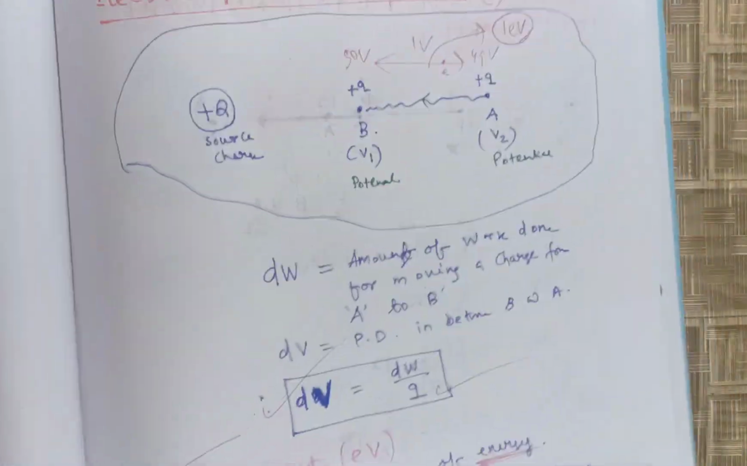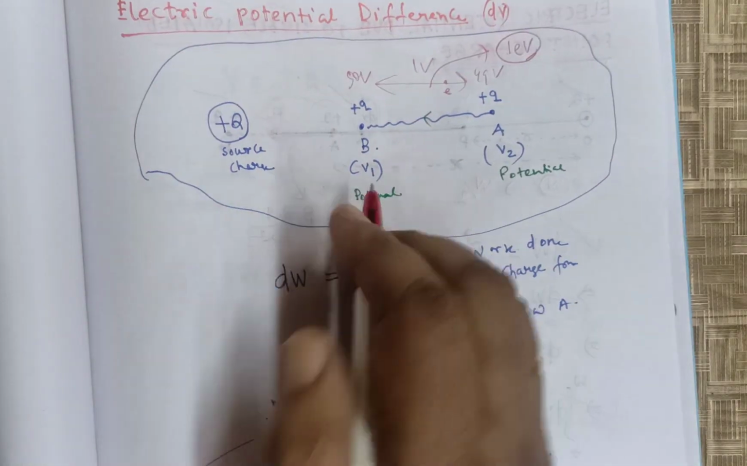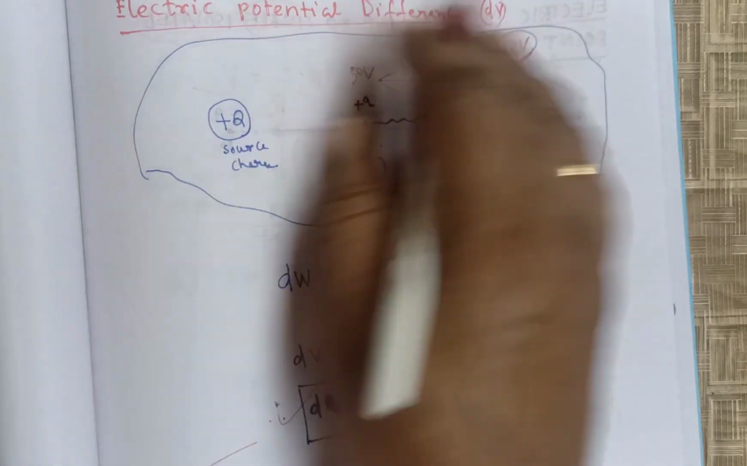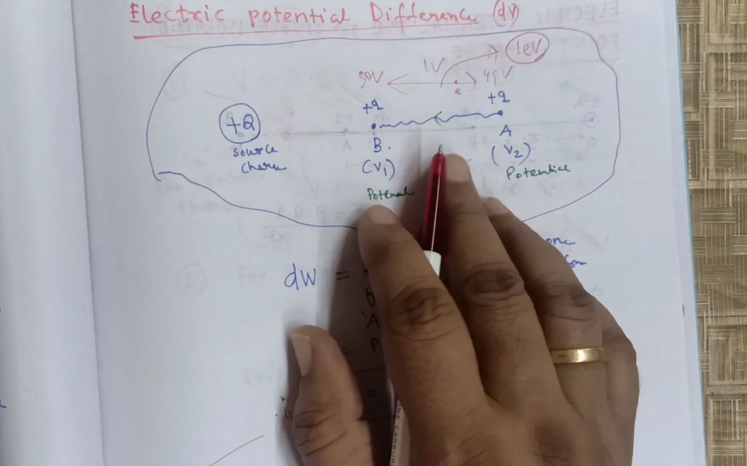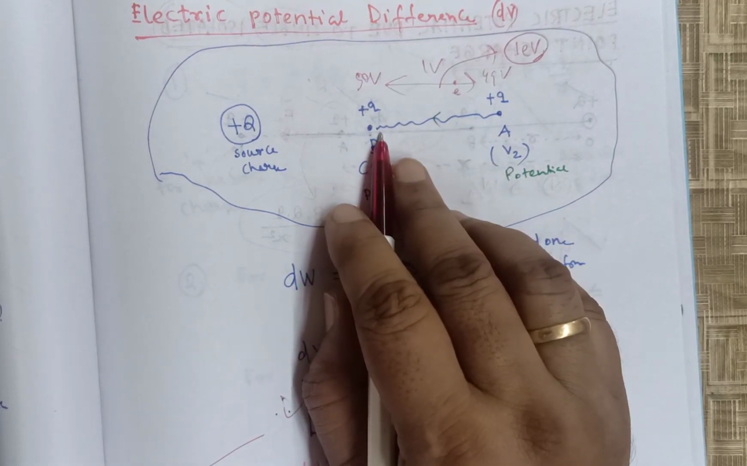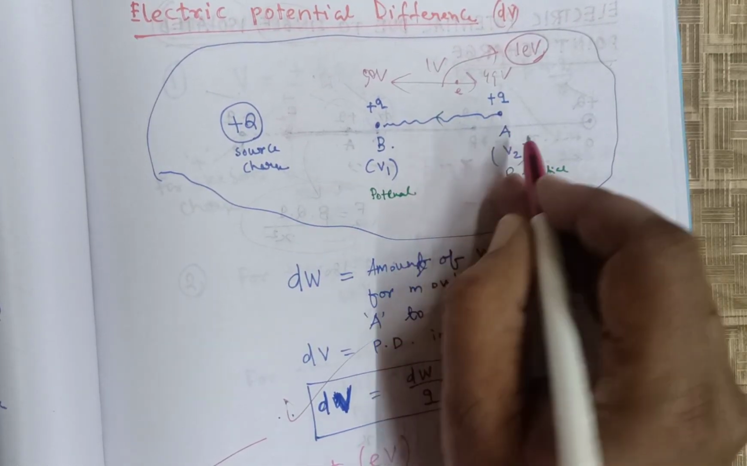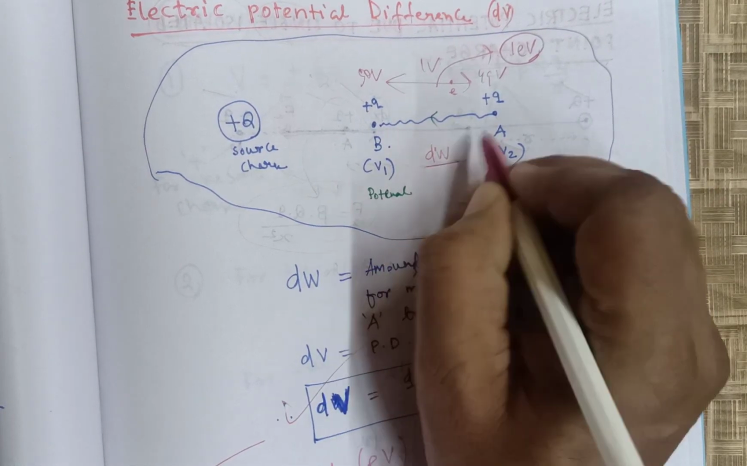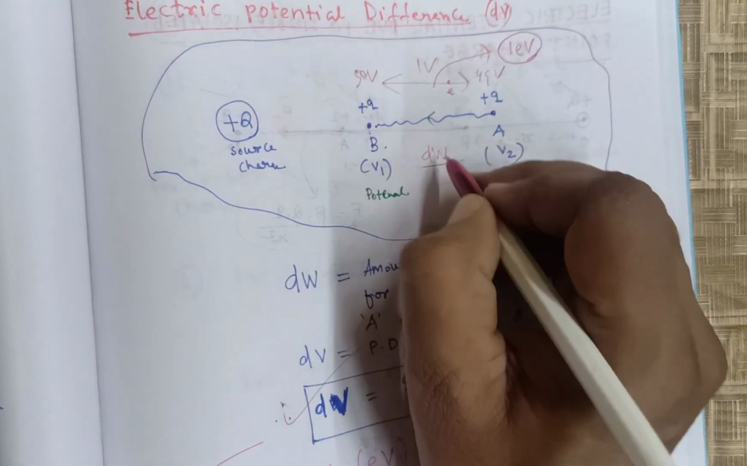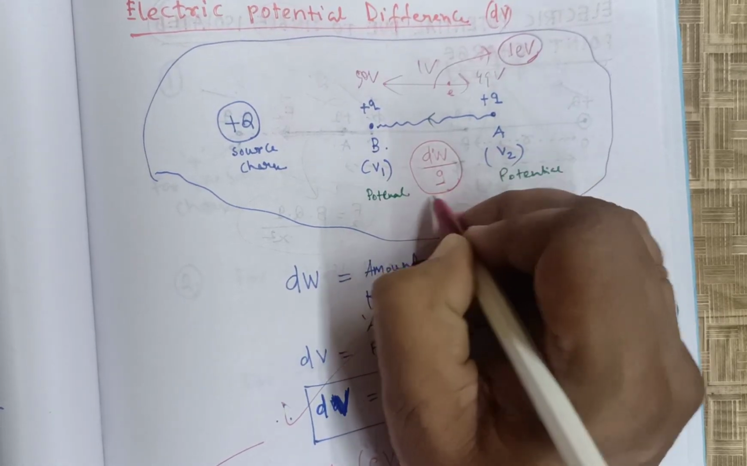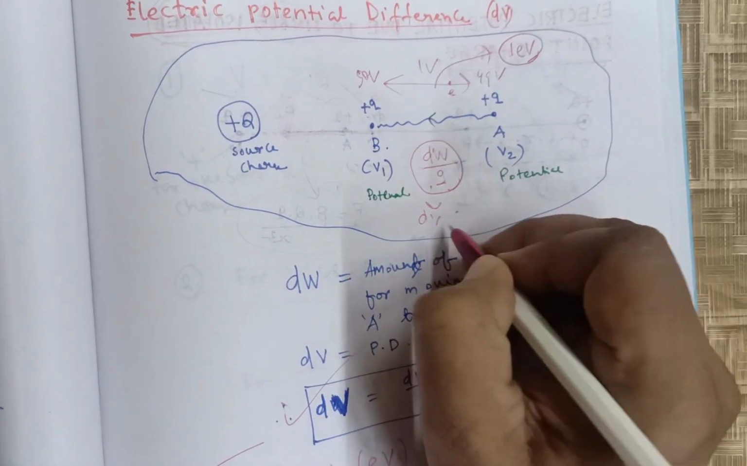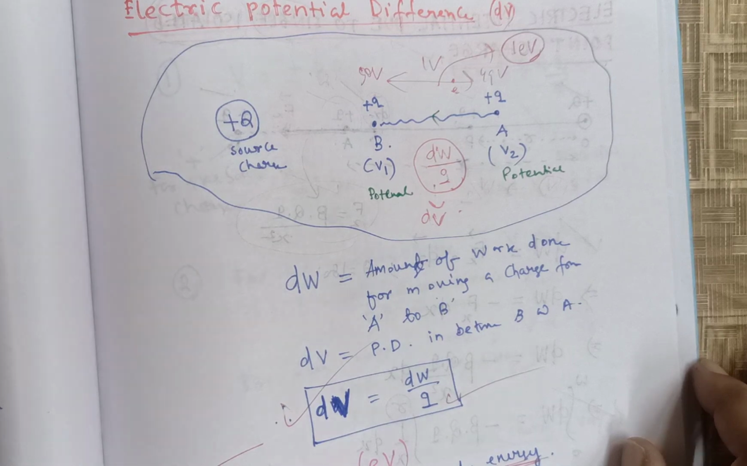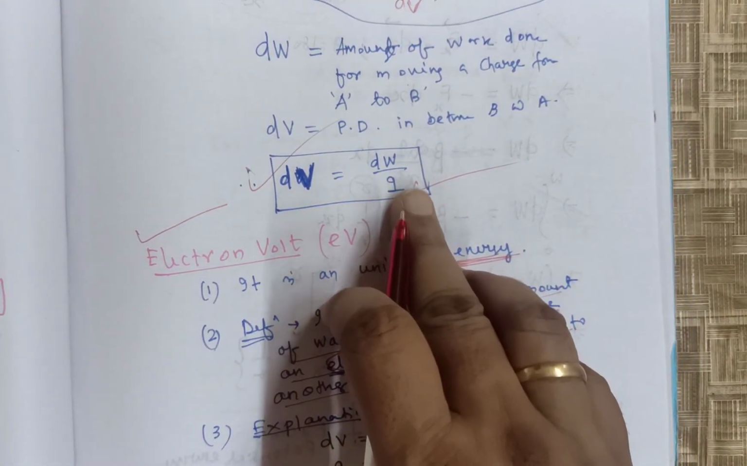Then we have to discuss what is electric potential difference. Potential difference means there are two fixed points inside the electric field. You just calculate the amount of work first, then you divide by the charge Q. That means the amount of work done for moving a charge from one point to another point per unit charge. This represents electric potential difference. So in formula calculation you will write dV is equal to dW by Q.